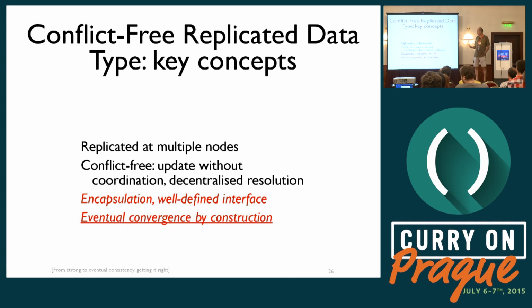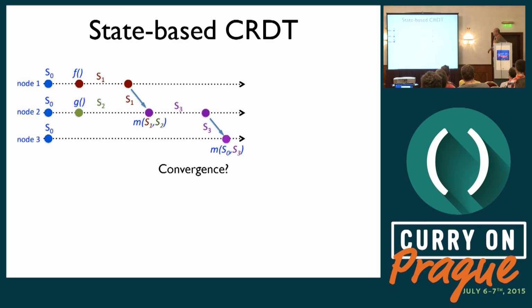But the second key idea is that you can ensure that your data will converge to a correct value by construction. And there are some very simple properties that ensure this, which we will look at now. So first, let's take a state-based CRDT. Here we send state, as I said. Here we have some update F at the top replica, and G concurrently at the middle replica, and we send the state, and you merge, just like I showed you before.